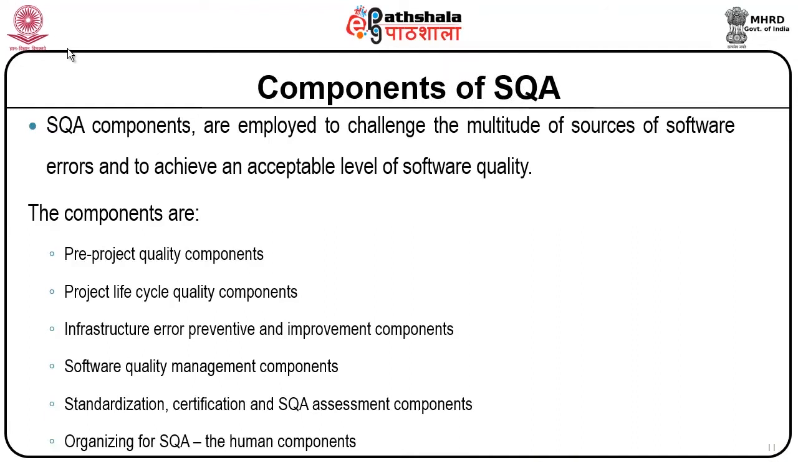Let me outline the components of software quality assurance. Software quality assurance components are employed to challenge the multitude of sources of software errors and to achieve an acceptable level of software quality. The components are pre-project quality components, project lifecycle quality components, infrastructure error preventive and improvement components, software quality management components, standardization, certification, and software quality assurance assessment components. Organizing for software quality assurance: the human components.